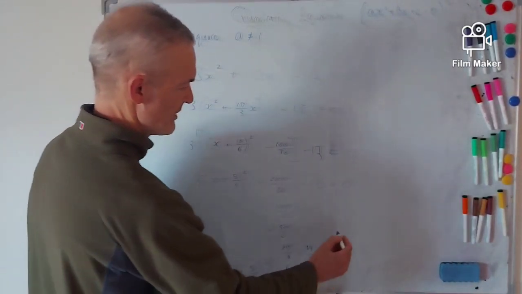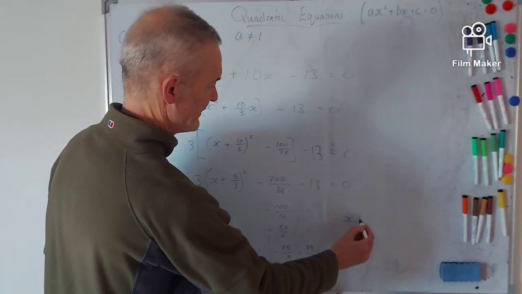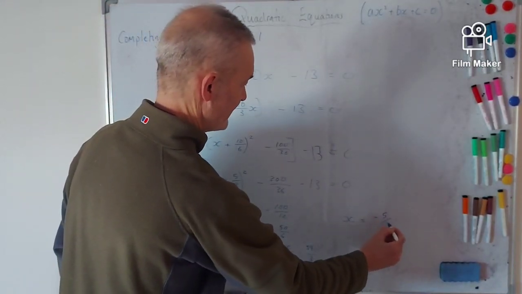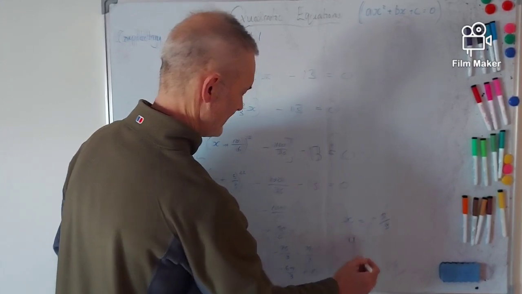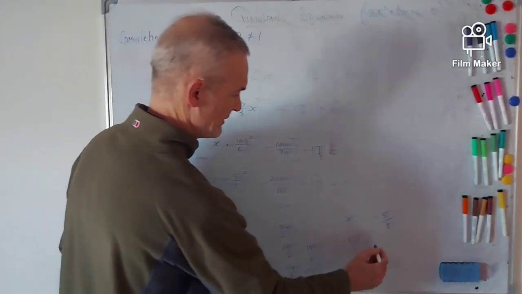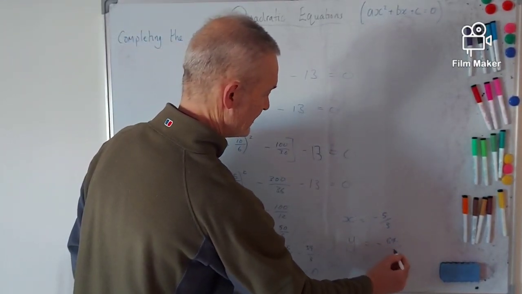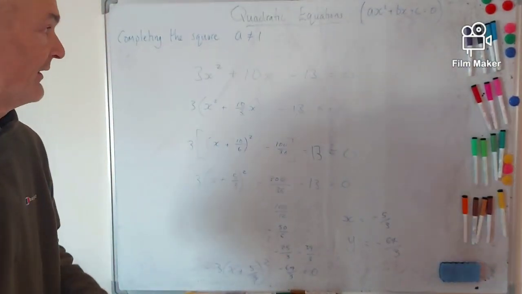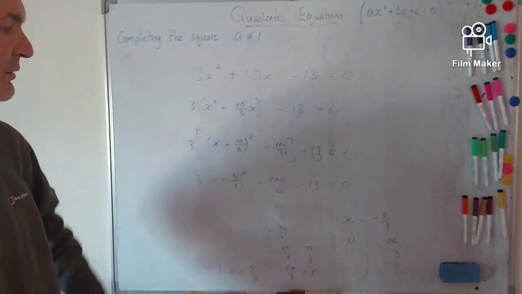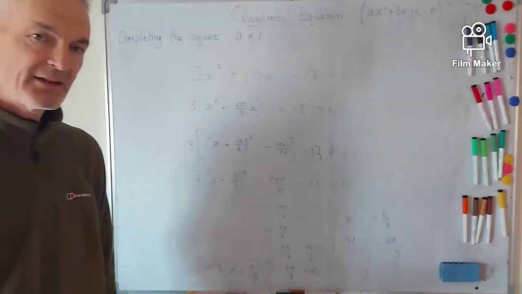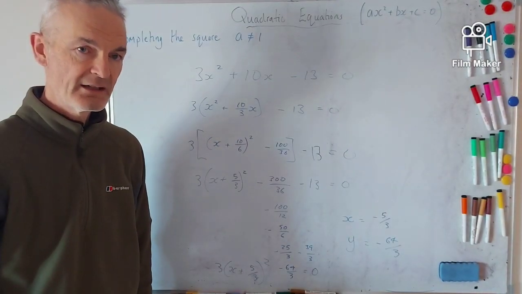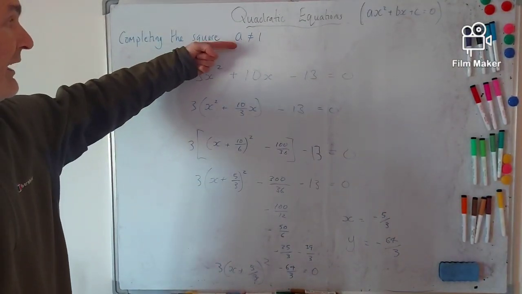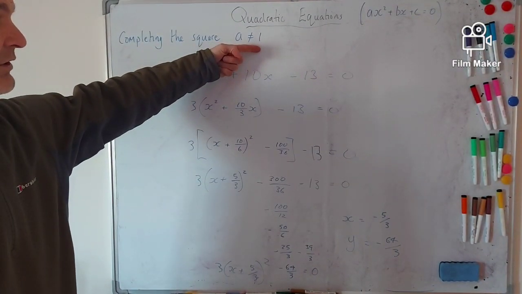So we know that the minimum point, we know that x is going to be minus 5 over 3, and y is this one here, minus 64 over 3. So that gives us the minimum point for this quadratic. Okay, so that's how you complete the square on quadratics where the a coefficient is not equal to 1.